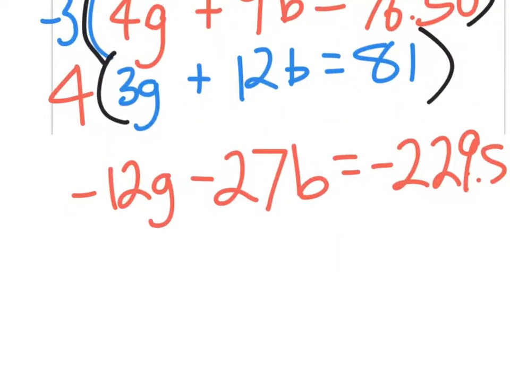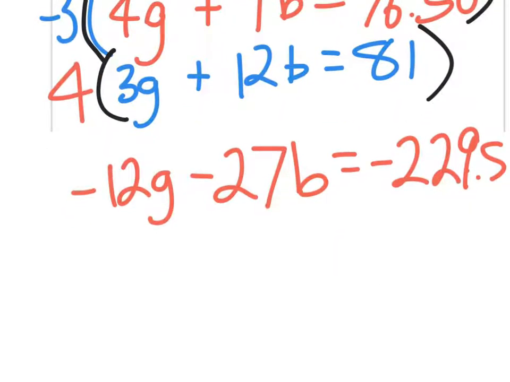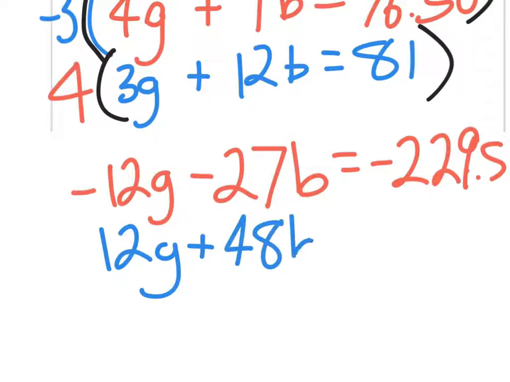Likewise, we've got to distribute 4 into 3g, and that's going to give us positive 12g. 4 times 12 is what? 48. Of course, 48b. I knew that, I just didn't want to give you the wrong answer. Then 4 times 81 is what? 324.